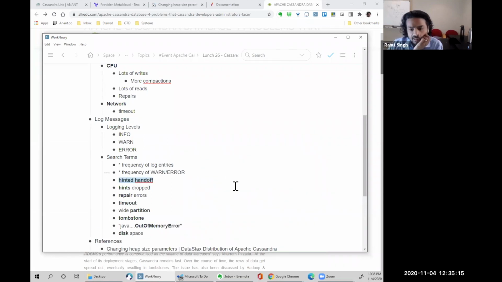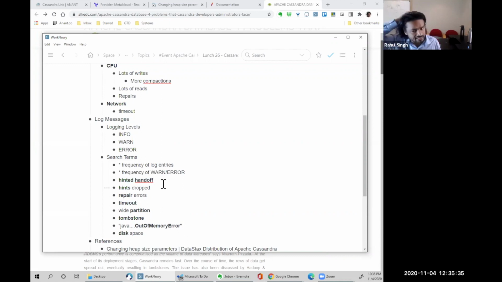A couple of things. Hinted handoff. Hinted handoff is a healthy thing. Hinted handoff means that when a node is not available, the other nodes say, I'm going to keep a message and I'm going to store it, right? So when we see hinted handoff, that itself is not a problem.